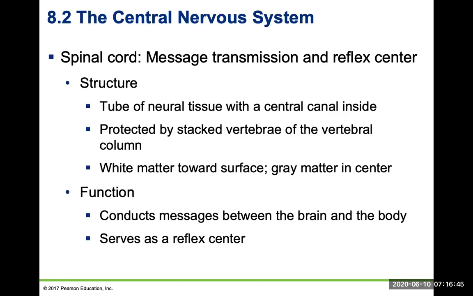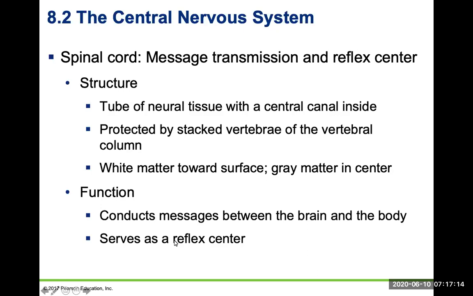Your spinal cord is the source of message transmission and a reflex center that connects some of the peripheral system to the brain. It's a tube of neural tissue with a central canal inside. It's protected by stacked vertebrae, which are pieces of the skeleton of the vertebral column. The white matter is towards the surface, and the gray matter is in the center. Again, the function is to conduct messages between the brain and the body.